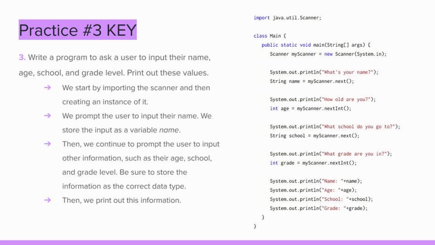Here's the key. Like the previous problems, we start by importing the scanner at the top of the file. Then we create an instance of it in the main method. Then we'll print out a message to ask the user what their name is and store it as a string. We'll use a similar format to ask the user their age, school, and grade level. For age and grade level, we will use integers since both values are numbers, but you can store them as strings if you want to. Finally, we'll print out the information with the print statements and the correct variables.